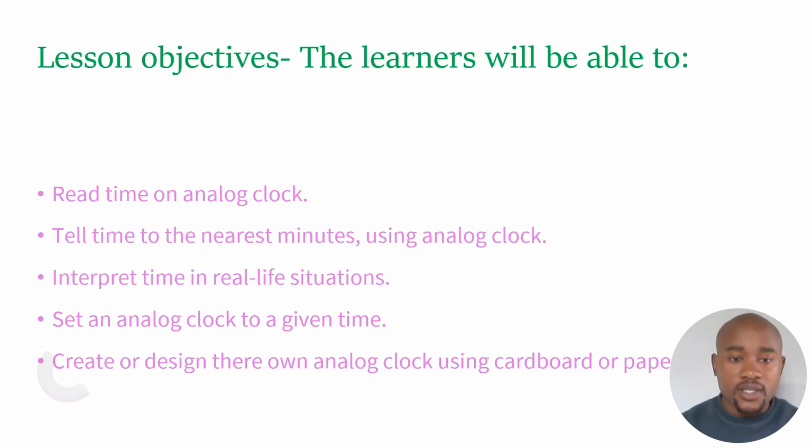The lesson objectives. The learners will be able to read time on an analog clock. The learners will be able to tell the time to the nearest minute using an analog clock. Learners will be able to interpret time in real-life situations, set an analog clock to a given time, and the learners will be able to create or design their own analog clock using cardboard or paper plates.